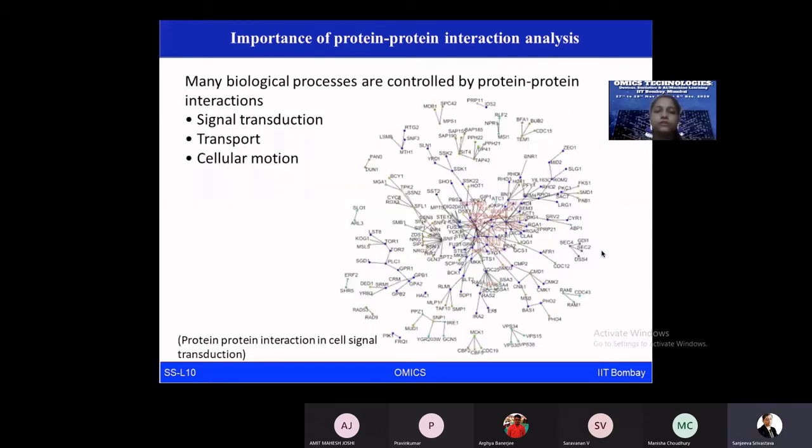Another important point is that many biological processes, as discussed, are controlled by protein-protein interactions. Here we can see a protein interaction network in the case of cell signal transduction. Pathways such as signal transduction, transport, and cellular motion are highly dependent on several protein complexes which regulate them.